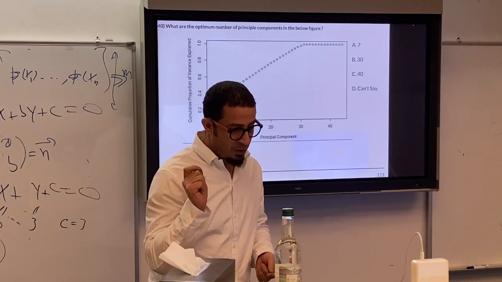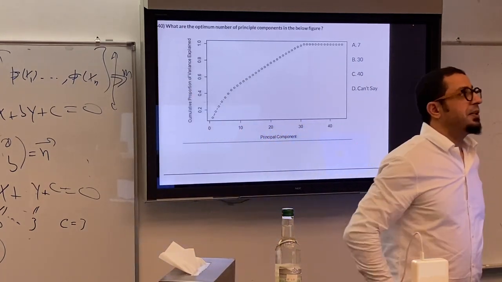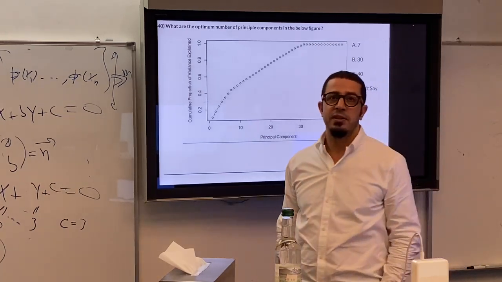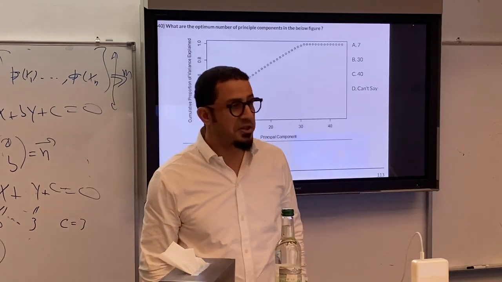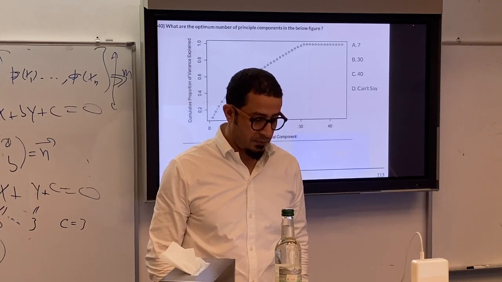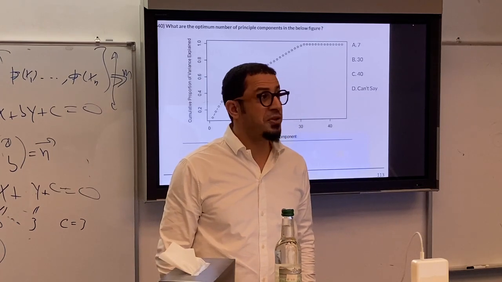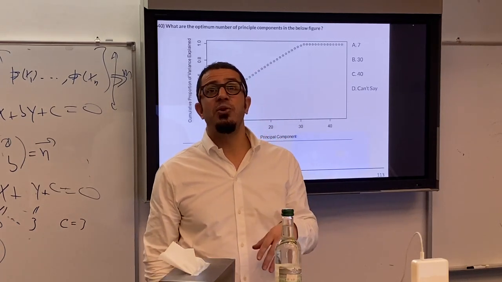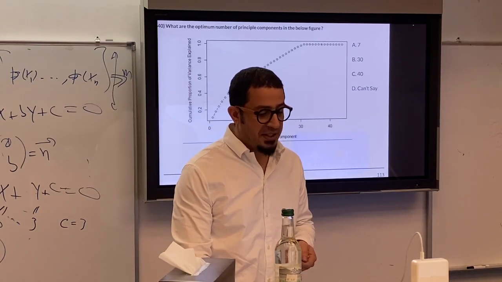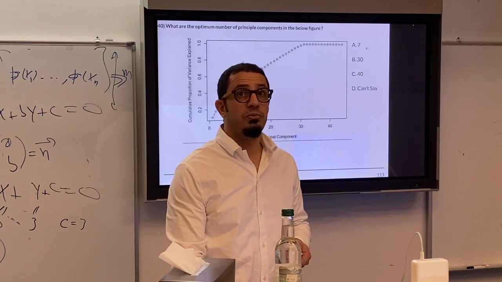For PCA, what are the optimal numbers of principal components in the figure below? Without compromising anything, we can do reductions. Which dimension can you go to? A, B, C, D? B, yes, because after B, the lambda is 0. There's nothing there. Clear? All the lambdas here are 0.